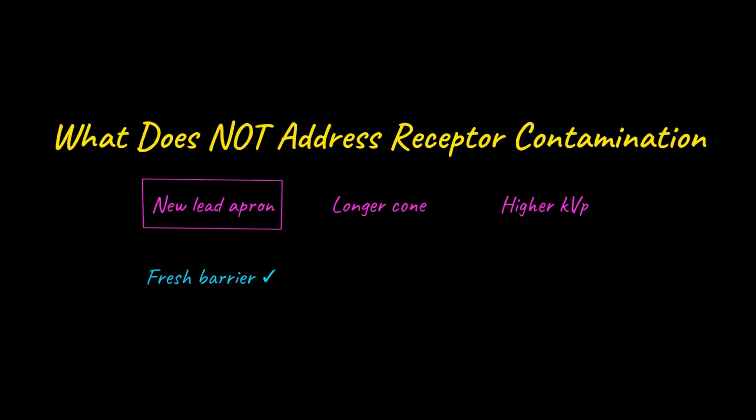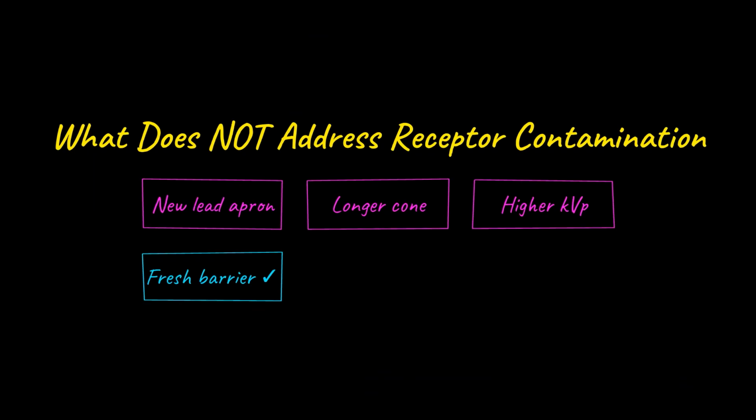Common distractors target other concerns entirely. A new lead apron addresses patient shielding. A longer cone reduces dose geometry, and higher kilovoltage adjusts contrast. None of these touches receptor contamination. Only the fresh barrier solves the problem the exam is testing.